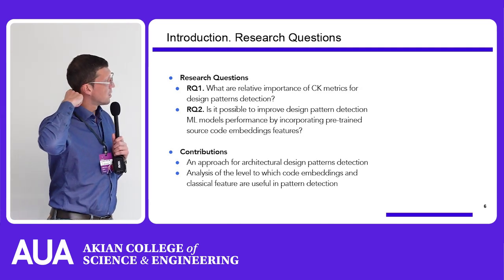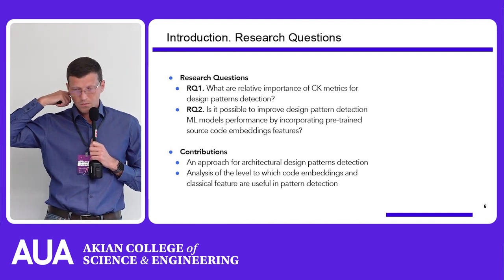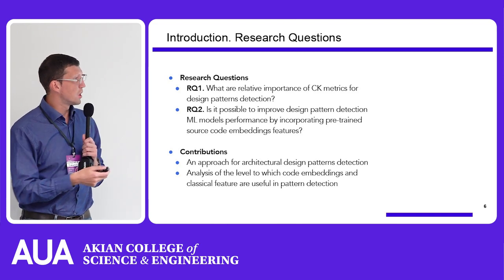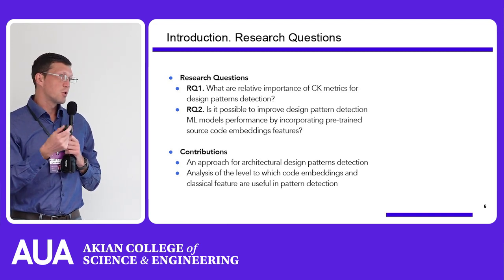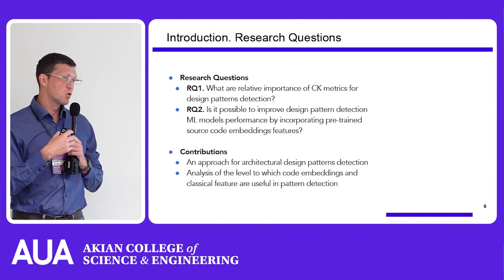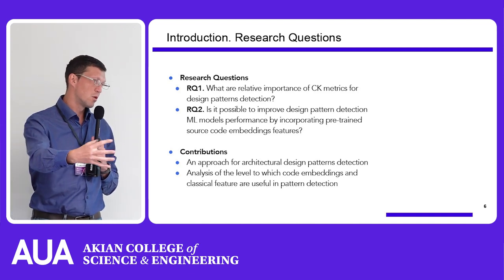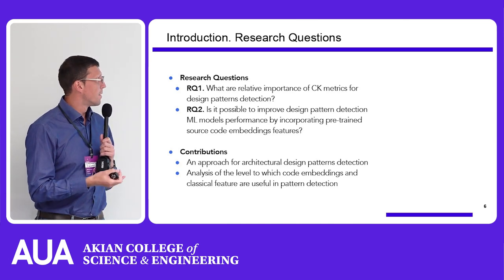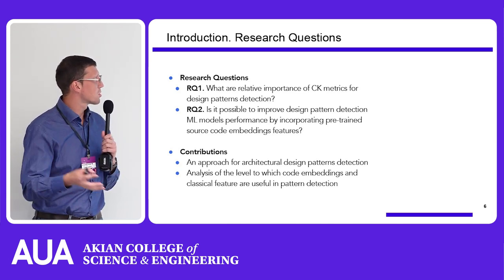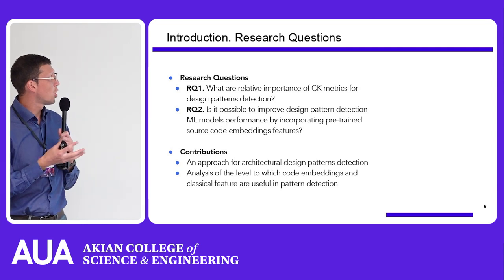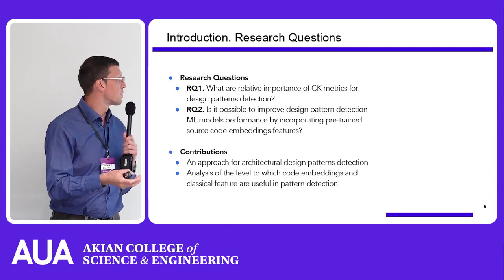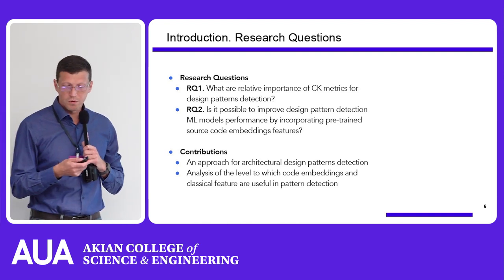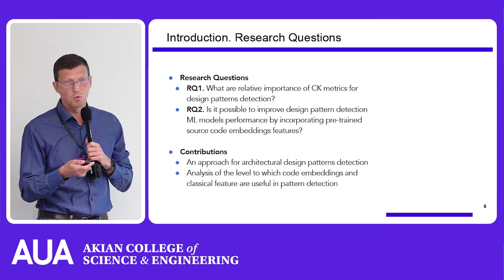Our research questions were related to these two things. The first one: is it actually important to add something on top of the CK metrics? Is it possible to use a pre-trained machine learning model that knows something about source code from many projects, and extract features on top of the CK metrics that will be useful? And if it is possible to improve, then how well should such a model work?